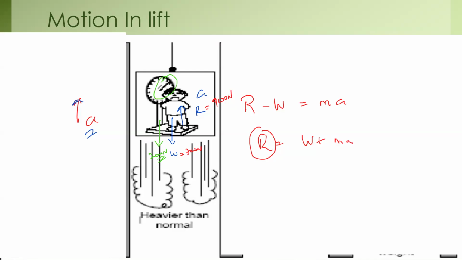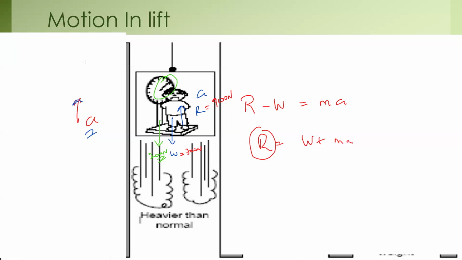As a result of this extra 200 Newton downward force, what will happen? You will feel heavier. Whenever an object accelerates upward, or the lift accelerates upward, you will feel that your weight has increased. And this is not the actual weight. This is called the apparent weight. Yeah, the question is why there is a 200 Newton downward force. I will come to that point.